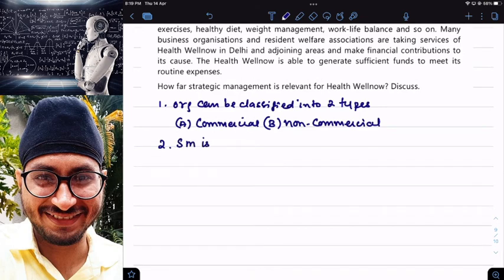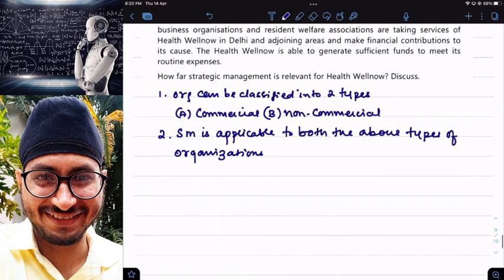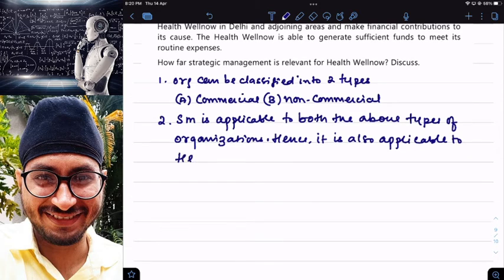Strategic management is applicable to both the above types of organizations. Correct? Strategic management is applicable to both the above types of organizations. Hence, it is also applicable to Health Well Now. Correct? They asked you, is it applicable?